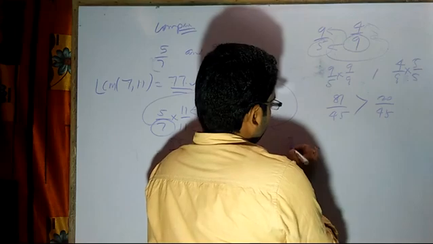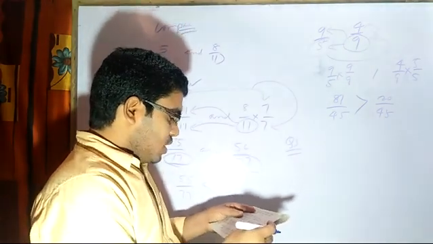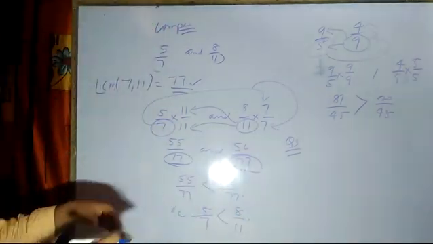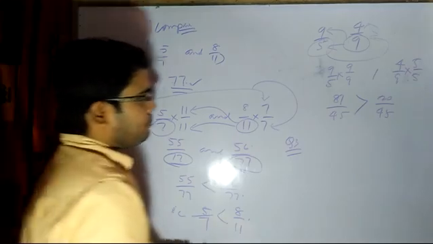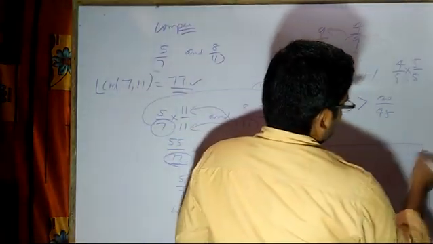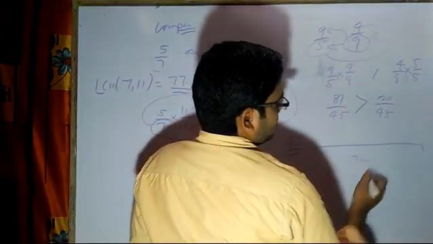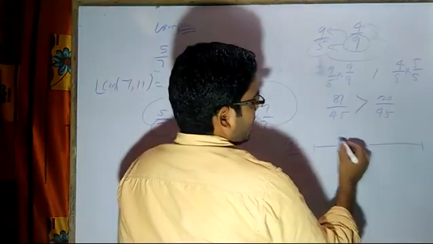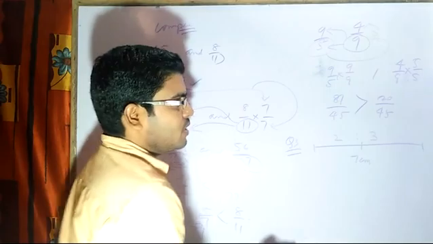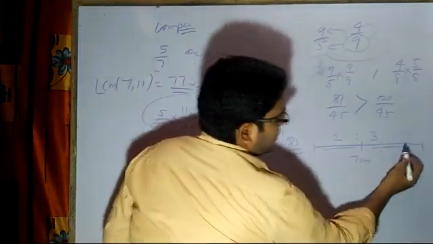Now question number 3 says that the ratio of boys to girls is 3:2. If there are 33 boys, then find the number of girls. Now you see, my dear students, suppose I have a wire of length 7 centimeters, and it is divided in the ratio 2:3. So what is the measurement of this part and what is the measurement of this part?